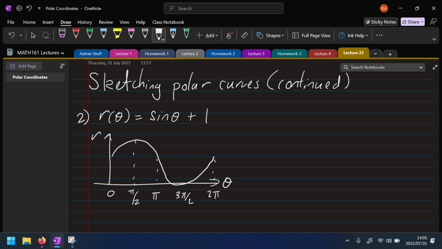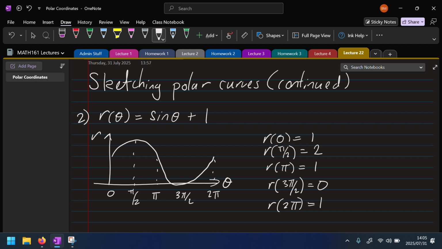So let's write out what these values are going to be. r of 0 is going to be 1. r at pi over 2 will be 2. r at pi will be 1 again. r at 3 pi over 2 will be 0. That's where it goes down to the bottom there. And then r of 2 pi will be back to 1. So the radius starts at 1, then gets larger to 2, back down to 1, then to 0, and then back out to 1. That's the idea of what we need to plot going around.